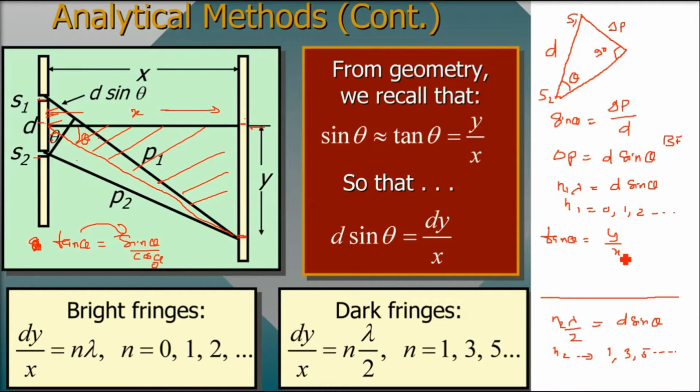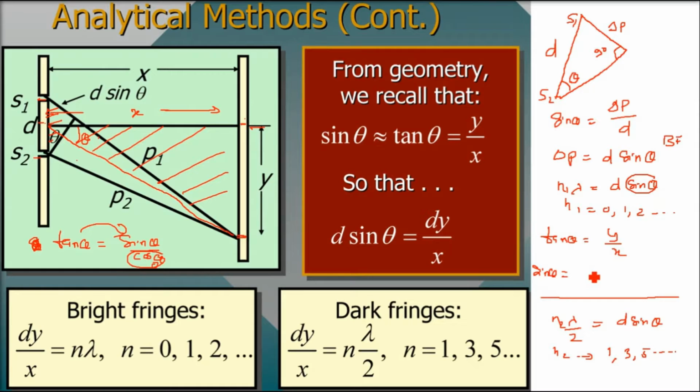There can be different symbols in different books. Don't worry about that. Just the concept is tan theta is y by x. But as I just said, tan theta and sine theta can be taken equal because theta is negligible. It's very small. Theta is not very large. It is always small.